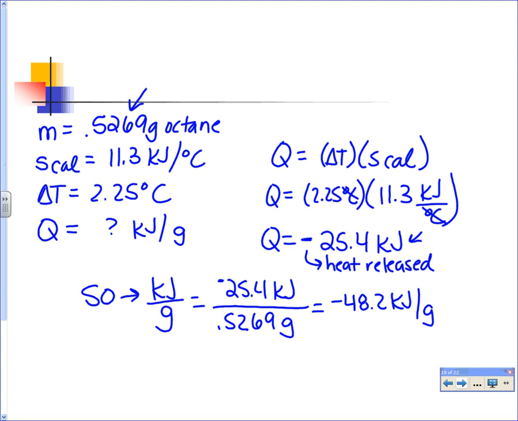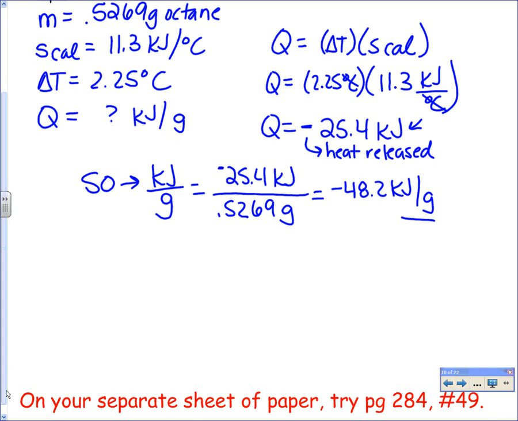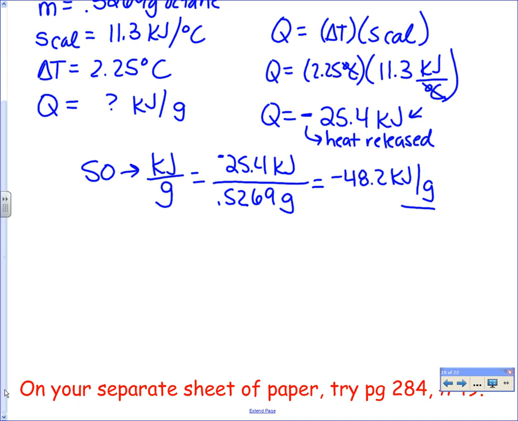What if you wanted to figure out the moles, if it was kilojoules per mole? Well, now that you know the kilojoules per gram and you know that it's octane, you could use the molar mass and switch that to kilojoules per mole as well. Dimensional analysis units will be our friend in this chapter. I have another sample problem for you to try on your separate sheet of paper. Again, back to page 284. Try number 49 and see how that goes.